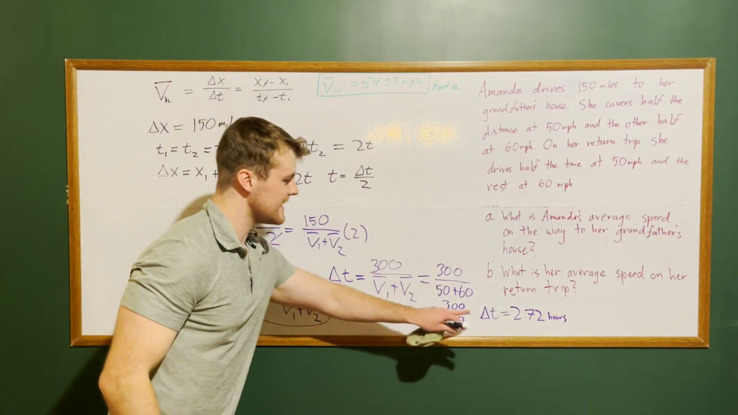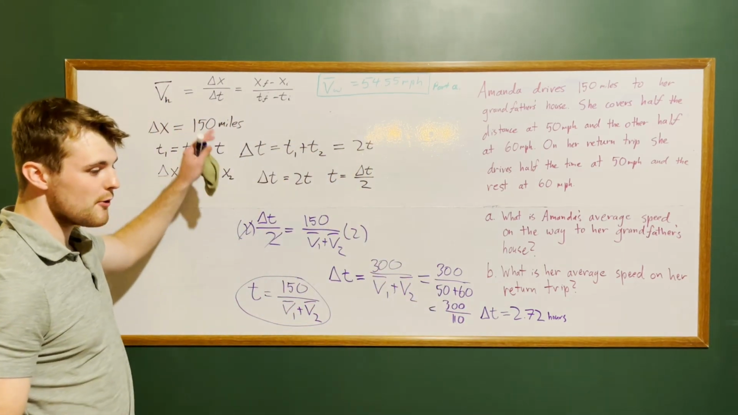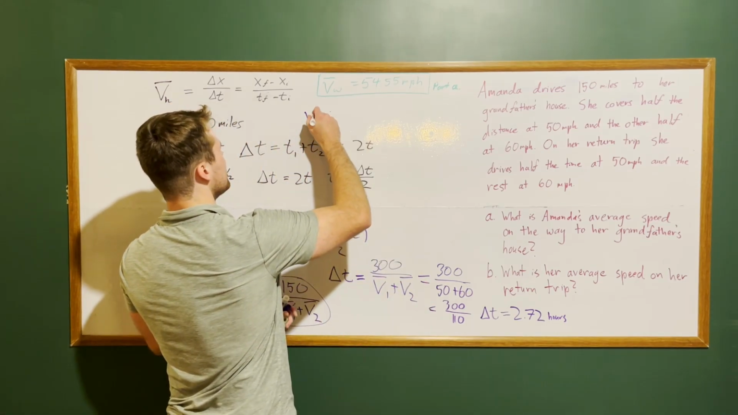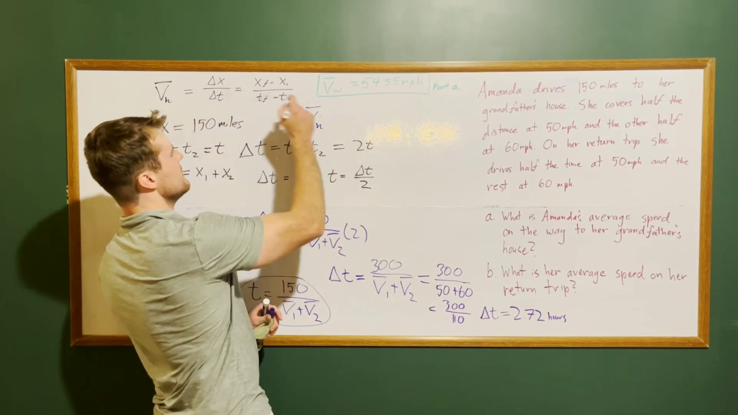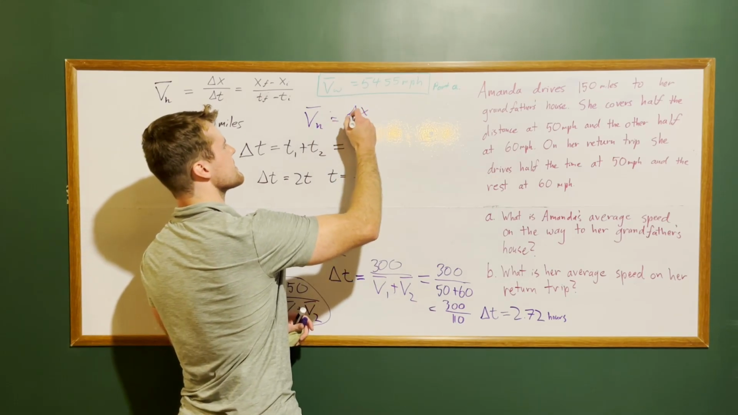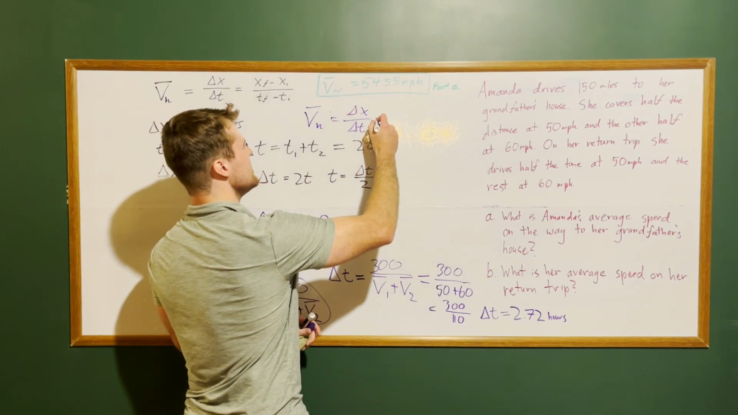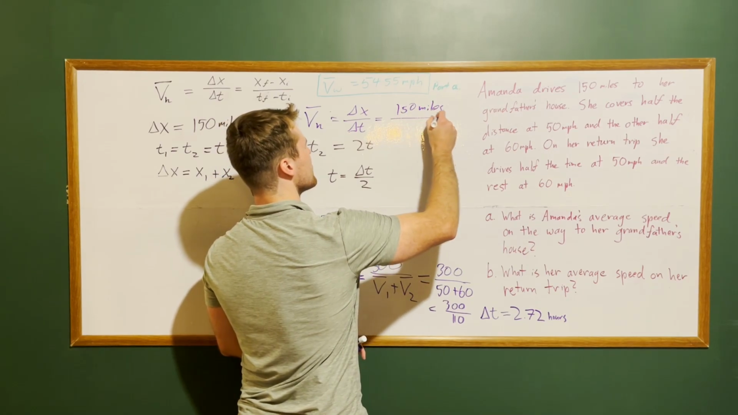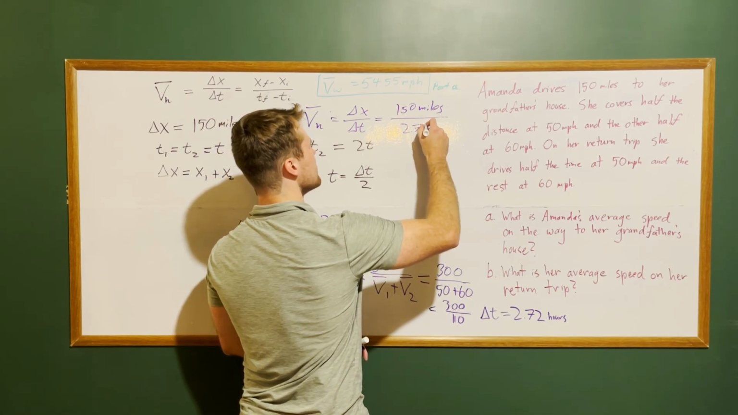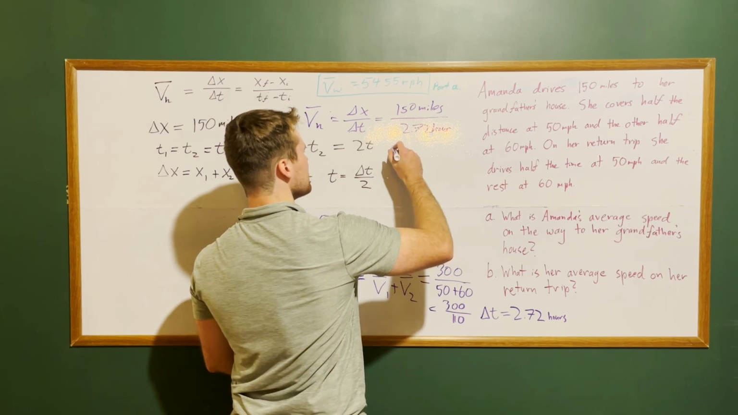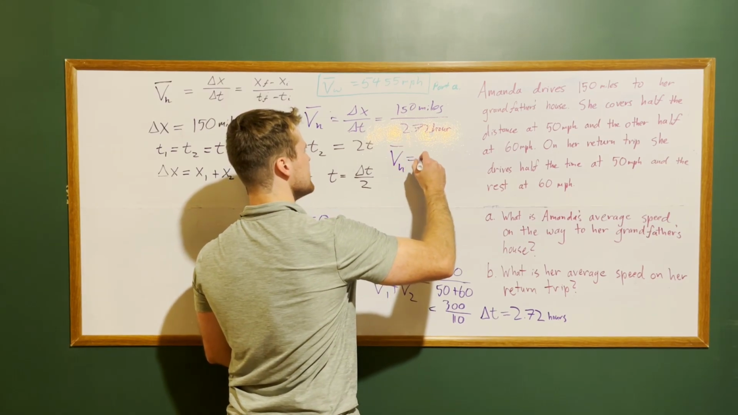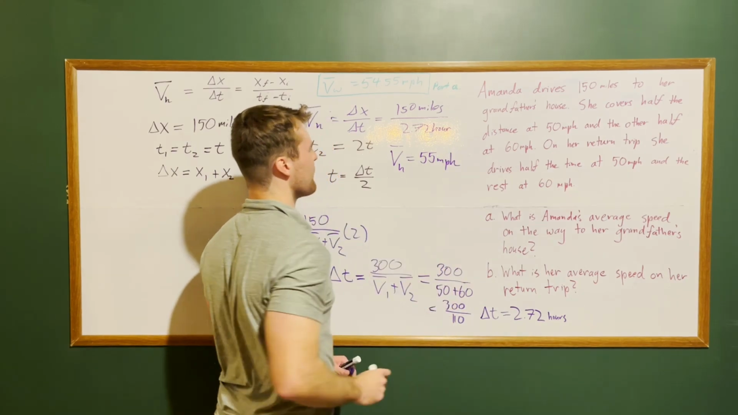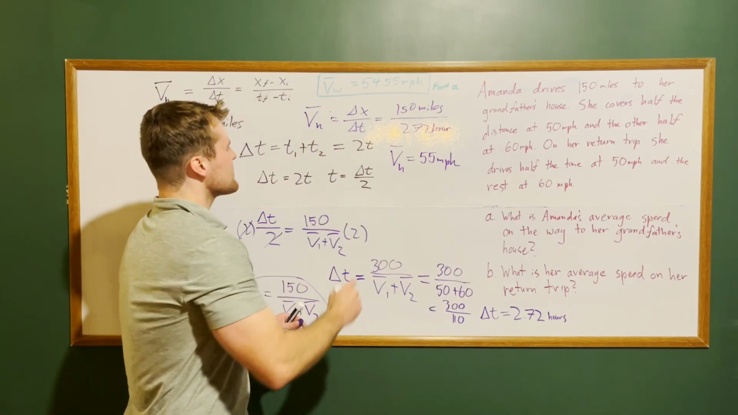Okay, so now we're going to take this and plug it into this equation, and we're going to have our answer, and we're going to be done. So just rewriting, v bar home equals delta x over delta t, which equals 150 miles over 2.72 hours. Using your calculator, v bar H is equal to 55 miles per hour. And I rounded up. So this is our part B.